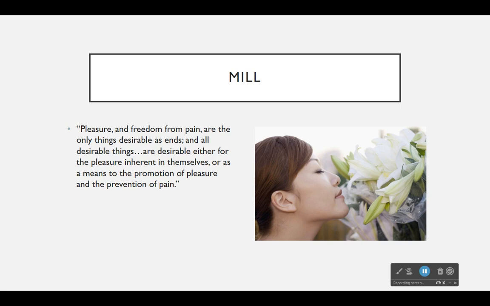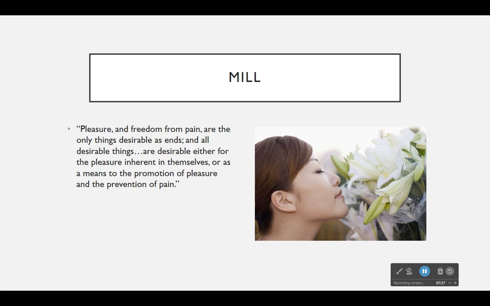Why are you in this class? Well, I want the credits. Well, why do you want the credits? Well, I want the degree. Well, why do you want the degree? I want the good job. Why do you want the good job? I want the good salary. Why do you want the good salary? I want the things that I can get with it, a nice home and so forth. Why do you want that? Because it will make me happy.